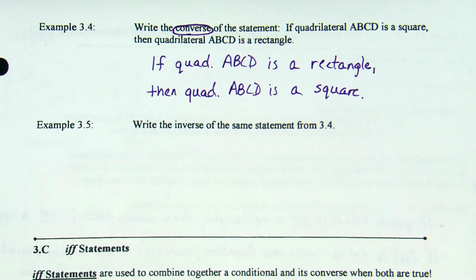Okay. Now, was the original statement true? Was the conditional statement true? If it's a square, then by definition, a square is a type of rectangle. Yes? Okay. Is our converse true? If it's a rectangle, then it's automatically a square? No, a rectangle can be a square, but it's not necessarily a square. So this is an example where the conditional was true, but the converse is not.